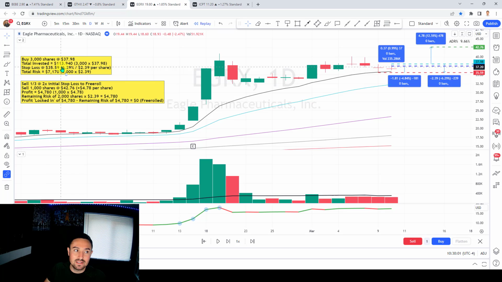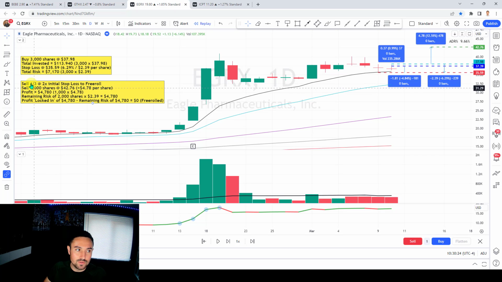So my total invested is $113,940, 3,000 times 37.98 per share. My stop loss is at 35.59, which is 6.29%, $2.39 risk per share. My total risk on the trade is therefore $7,170, with the caveat that you can have gap down slippages, all of that stuff. 3,000 times 2.39. Hopefully you're following along. So let's now go into the free rolling tactics.